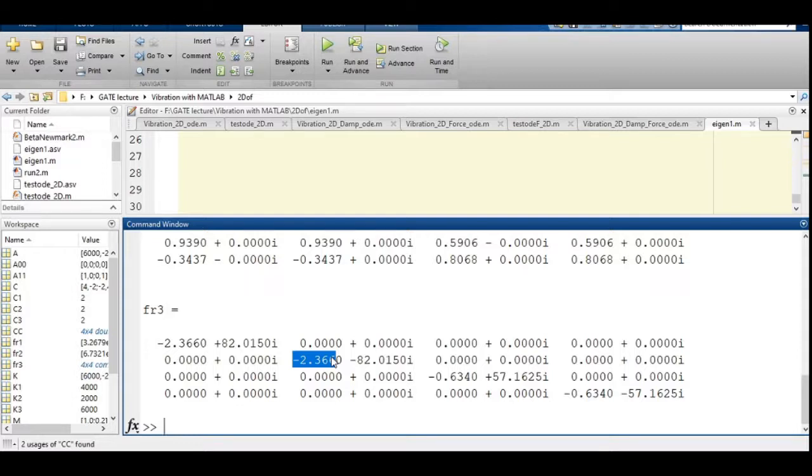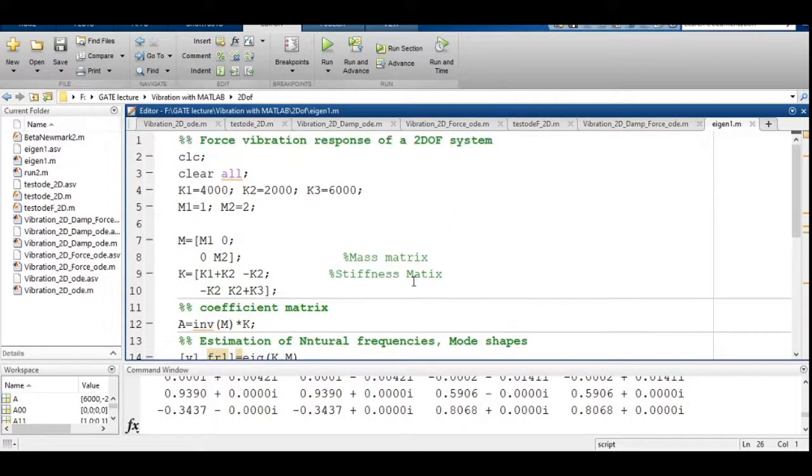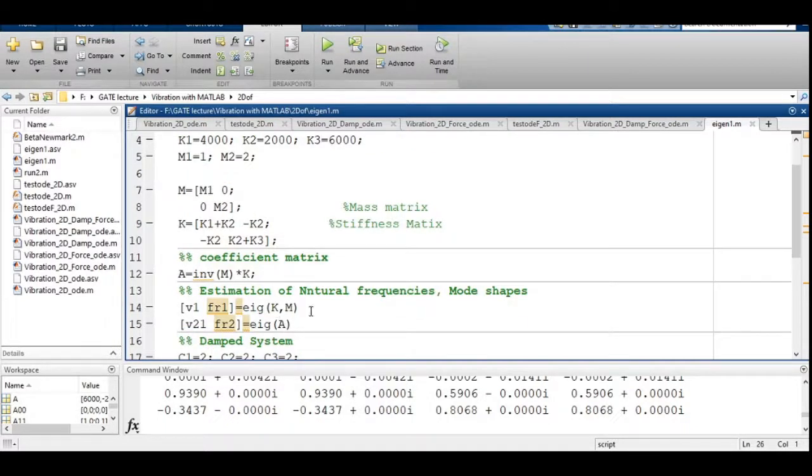I hope this explanation will help you to understand the eigenvalue problem, as well as this MATLAB code, which will tell you how to get the eigenvalue problem, how to see the eigenvectors, and how to interpret the eigenvalues and eigenvectors, particularly when we are simply giving K, M or the coefficient matrix.